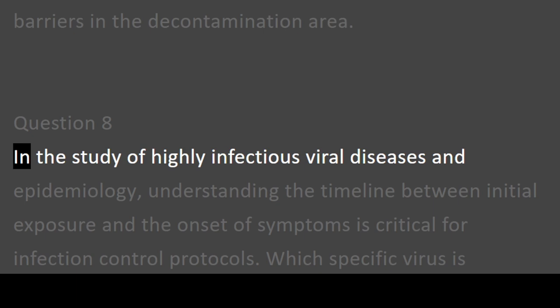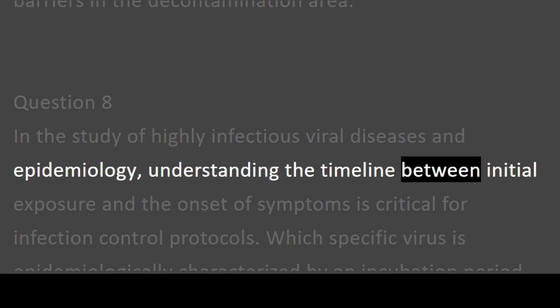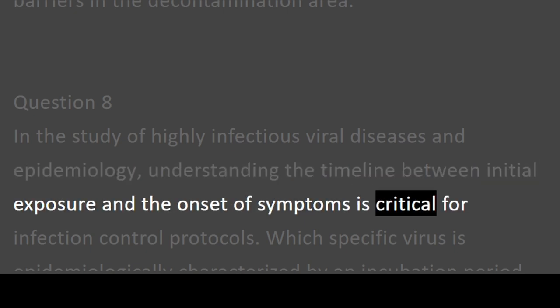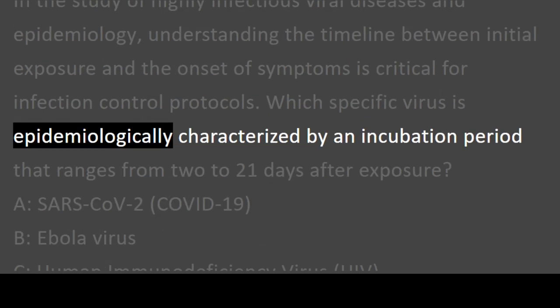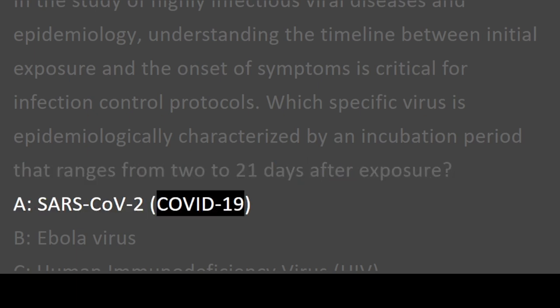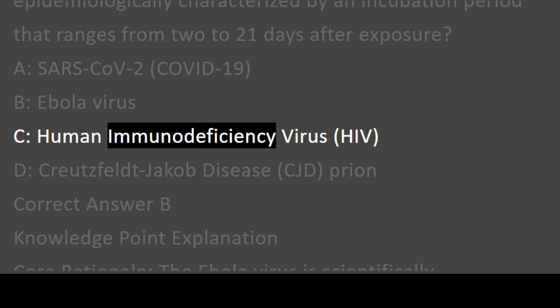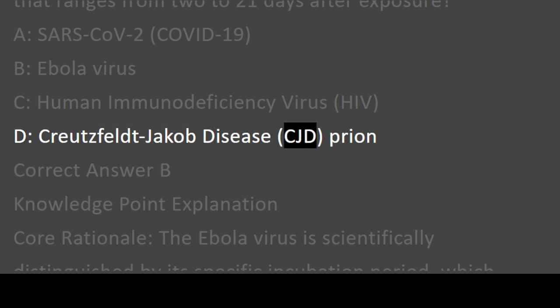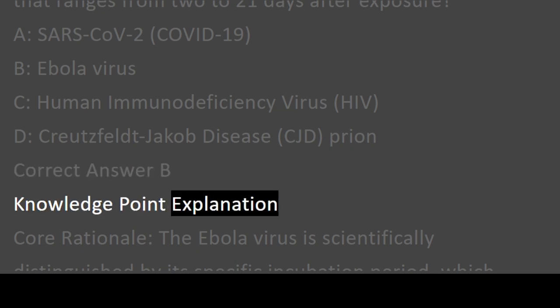Question 8. In the study of highly infectious viral diseases and epidemiology, understanding the timeline between initial exposure and the onset of symptoms is critical for infection control protocols. Which specific virus is epidemiologically characterized by an incubation period that ranges from 2 to 21 days after exposure? A. SARS-CoV-2, COVID-19. B. Ebola virus. C. Human immunodeficiency virus, HIV. D. Creutzfeldt-Jakob disease, CJD, prion. Correct answer B. Knowledge point explanation.